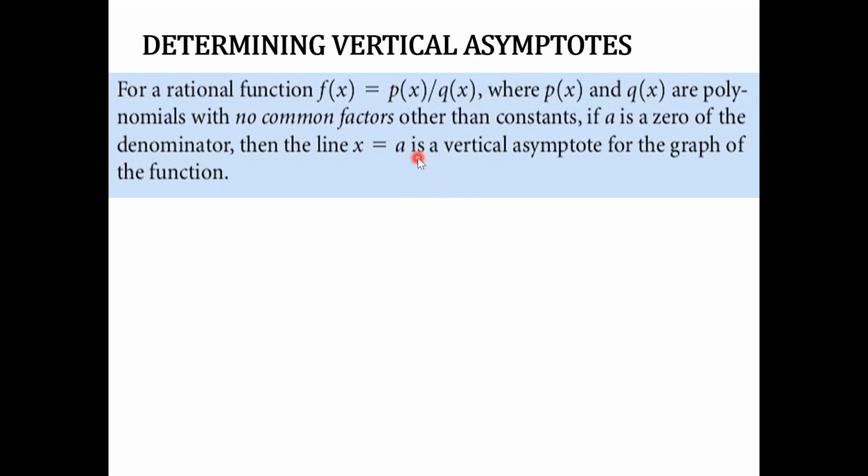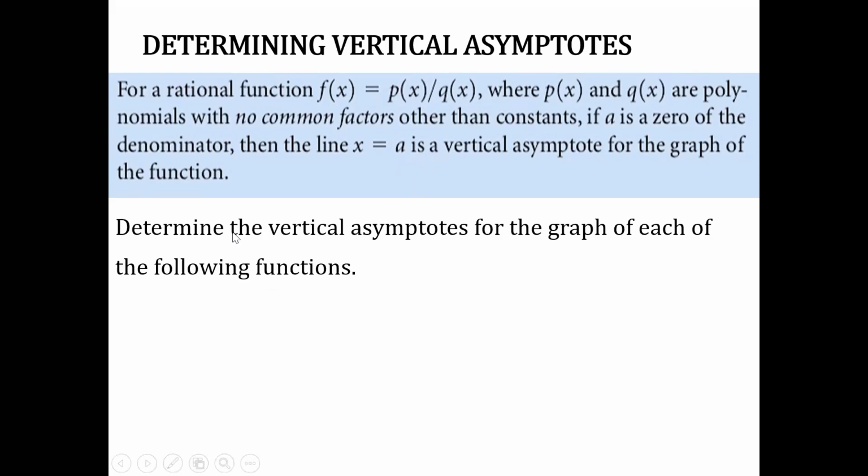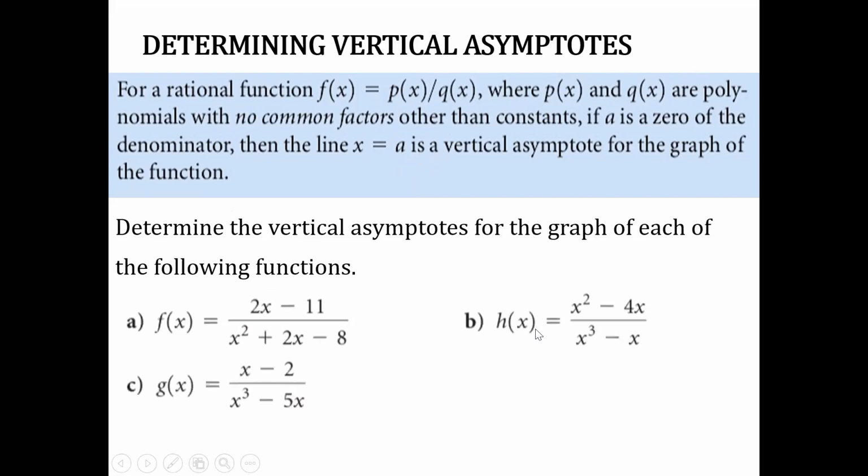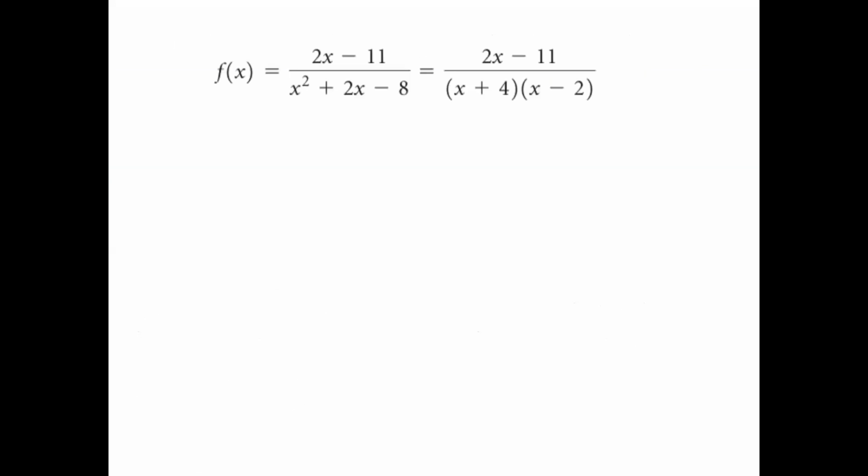Again, no common factors other than the constant. If a is a zero of the denominator, then you have x equals a as your vertical asymptote. So how do we determine the vertical asymptote for the graph of each of the following functions? f of x equals 2x minus 11 all over x squared plus 2x minus 8. h of x equals x squared minus 4x all over x cubed minus x. And g of x equals x minus 2 all over x cubed minus 5x.